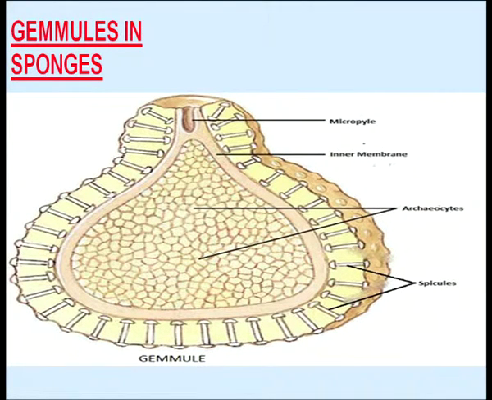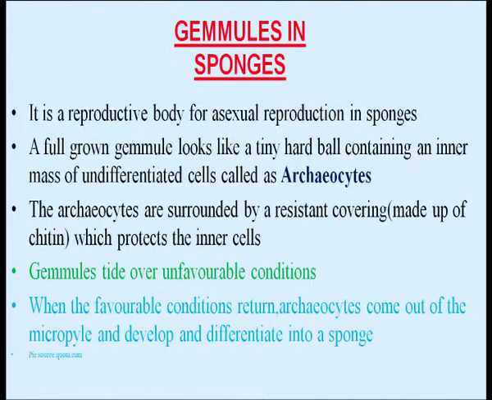As you can see, this is the picture of a gemmule in sponges. There is a micropyle, which is the opening, there is an inner membrane, there are archaeocytes, which are balls of cells, and outside there are spicules. Gemmules in sponges are reproductive bodies for asexual reproduction. A full grown gemmule looks like a tiny hard ball containing an inner mass of undifferentiated cells called archaeocytes. The archaeocytes are surrounded by a resistant covering made up of chitin, which provides its hardness and protects the inner cells.